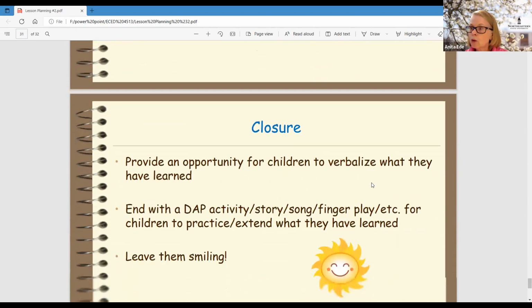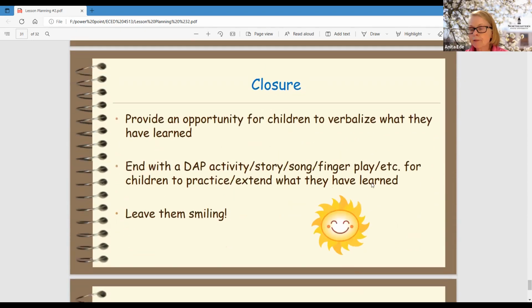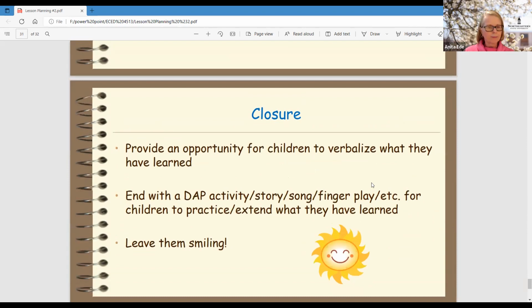And then there's the closure of your lesson plan. That is the very end. So this is an opportunity for children to tell you what they learned. Always, always, always begin the closure with, boys and girls, what did we learn today? Because you want them to talk about it. Even if it was a skill, they can be proud of writing their name or counting or whatever it is they did. If it's knowledge, let them be proud about what they learned.